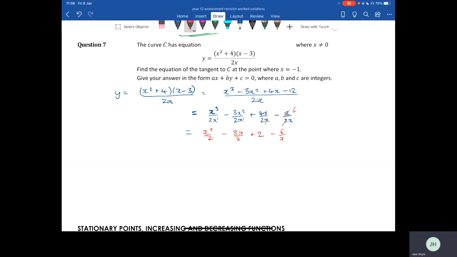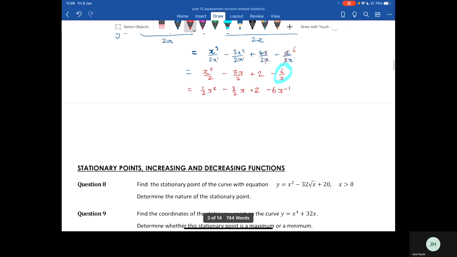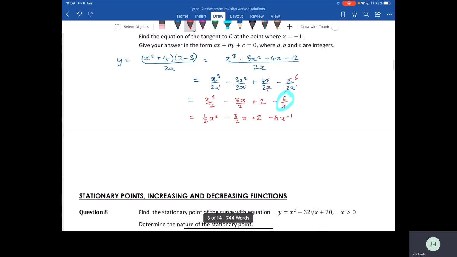And before I differentiate, I certainly need to rewrite that one to have it as a power of x. And in fact, let's just write all of the previous terms as a fraction times the power of x. So I'll have a half x squared, minus 3 over 2 x, plus 2, minus 6 x to the minus 1. And now I can differentiate.